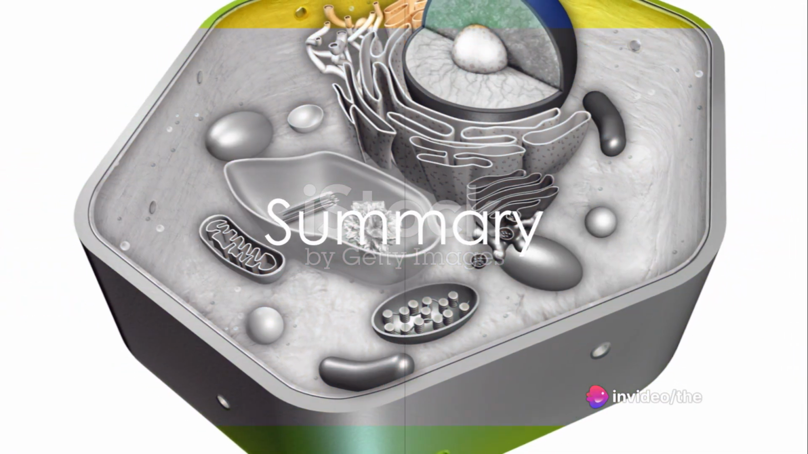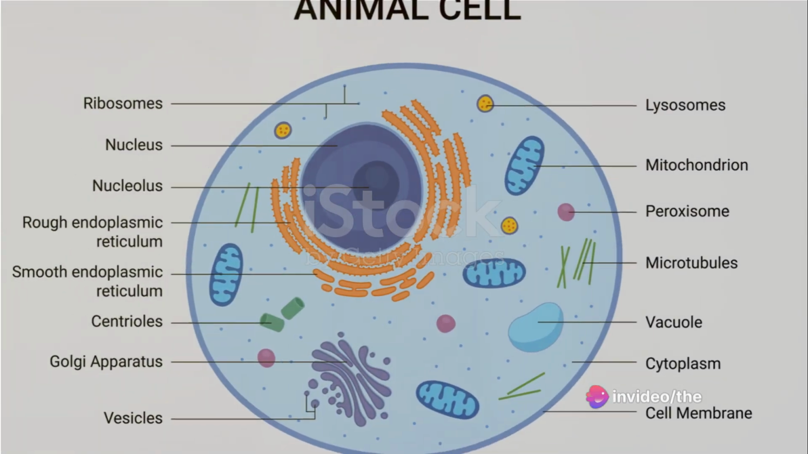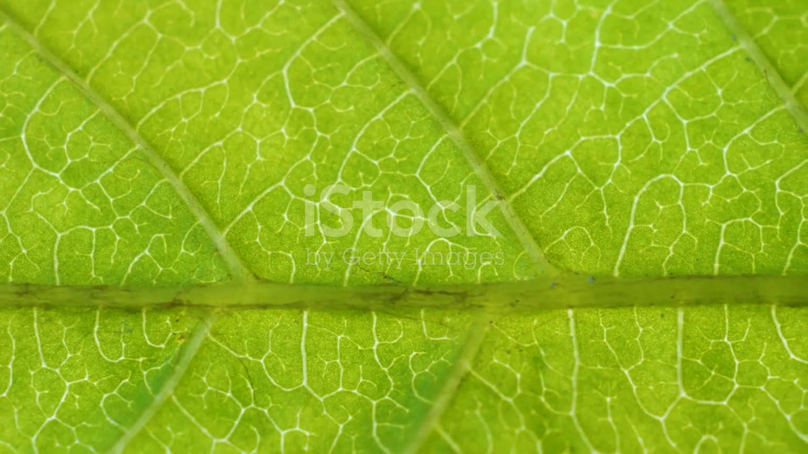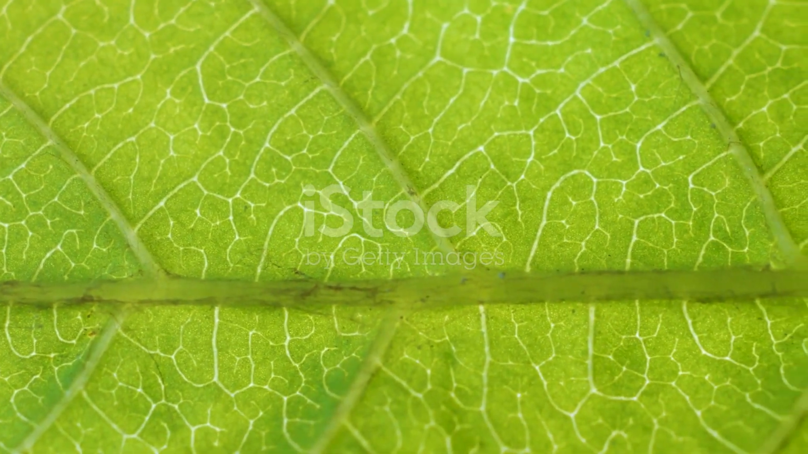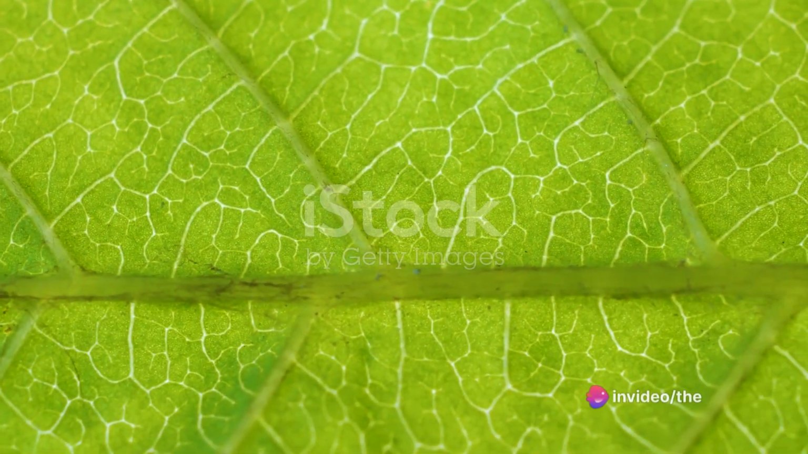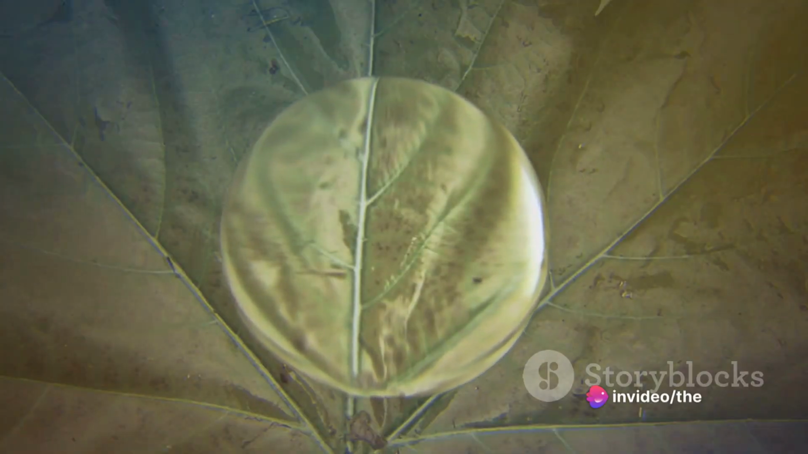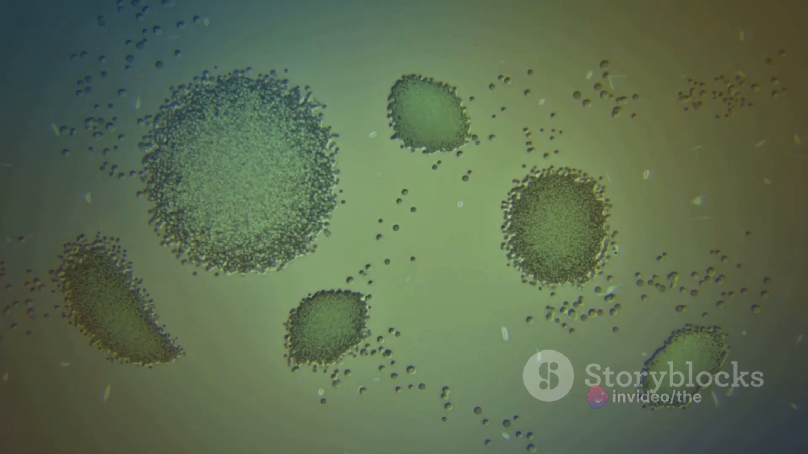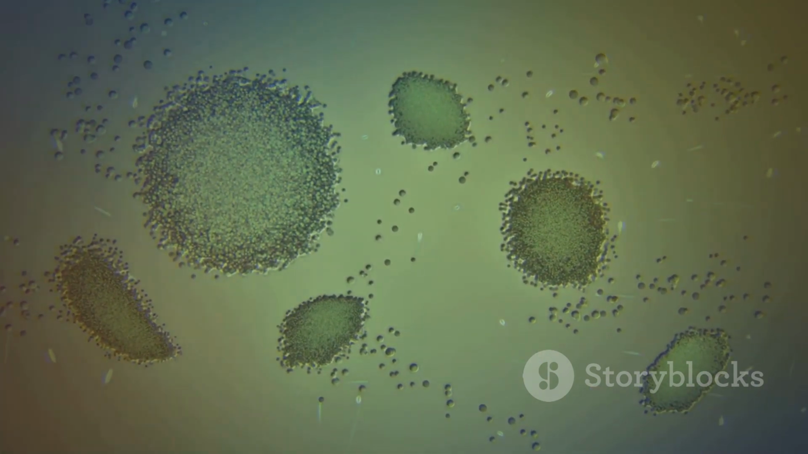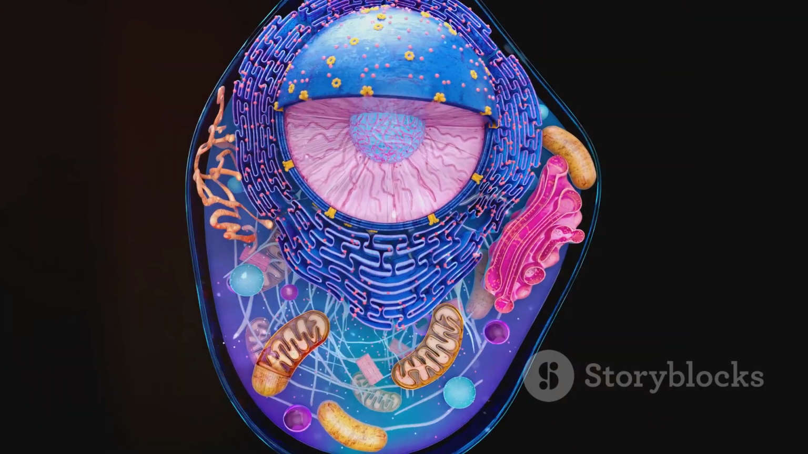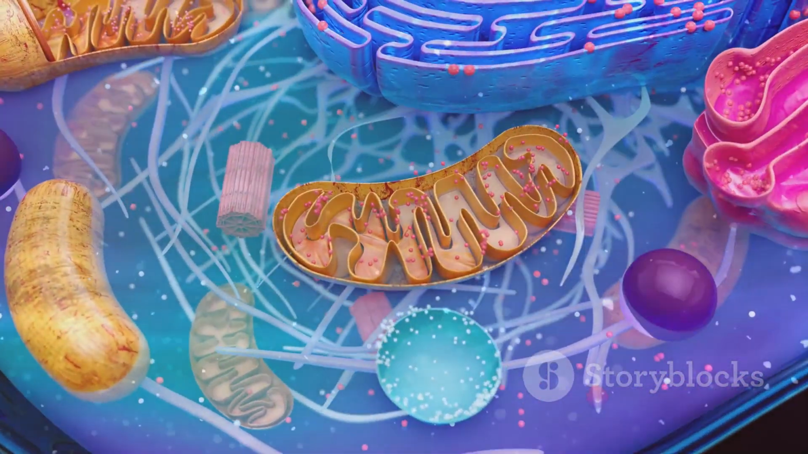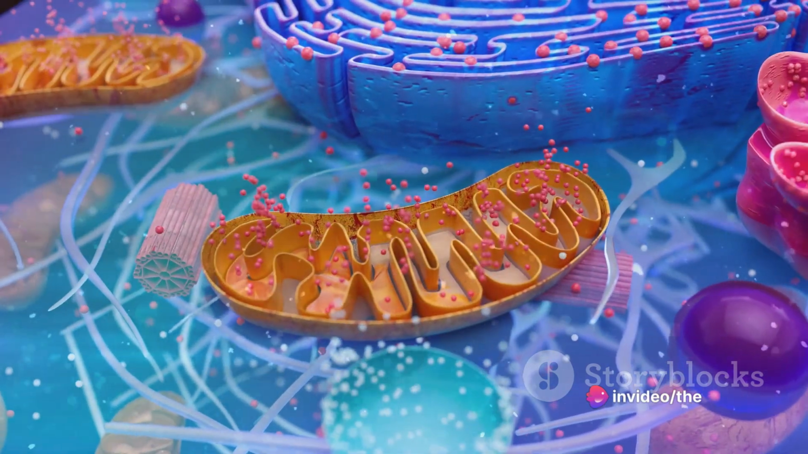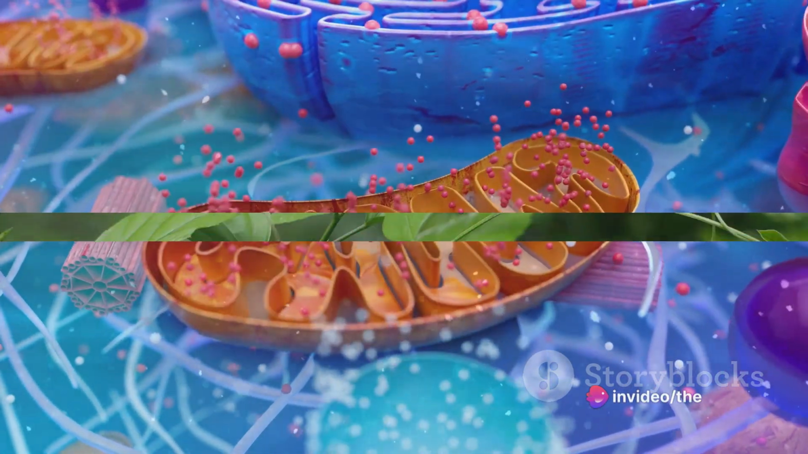In summary, the key differences between plant and animal cells lie in the cell wall, chloroplasts, the number of mitochondria, the structure of vacuoles, and the presence of centrioles. Remember, plant cells have a rigid cell wall, chloroplasts for photosynthesis, fewer mitochondria, a large central vacuole, and no centrioles. In contrast, animal cells have no cell wall, lack chloroplasts, have more mitochondria, smaller and numerous vacuoles, and contain centrioles.